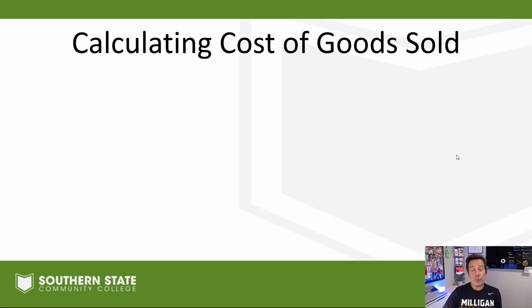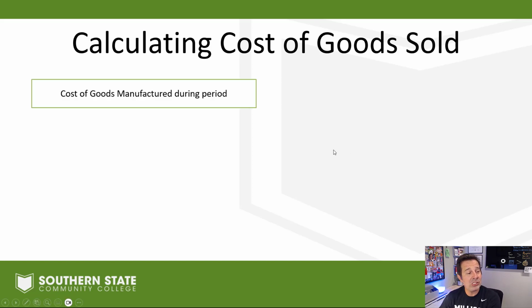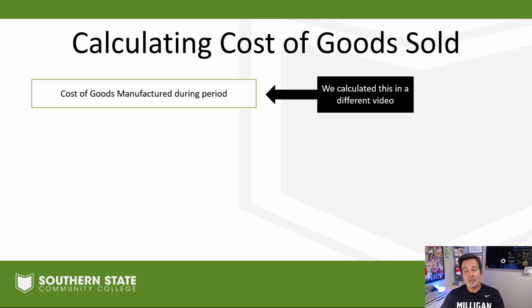I mentioned it was a pretty easy process. I'm going to show you the calculation right here. We begin with cost of goods manufactured during the period. Sometimes that number is going to be given to you. Sometimes you have to figure it out. We had a separate video where I walked you through how to calculate cost of goods manufactured. In your homework, you'll probably do a cost of goods manufactured schedule where you get that number at the end. So we'll begin with that.